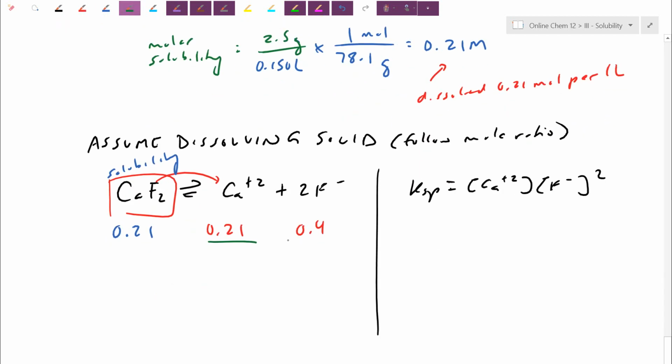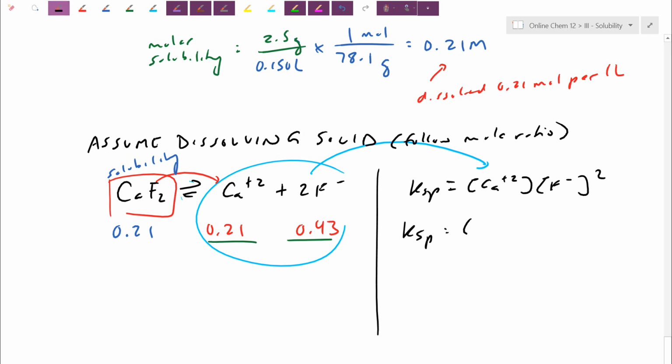Great. I now know how much calcium ion, and I now know how much fluoride ion is in the solution. Anytime you have these two numbers, the placeholders at equilibrium, we know we're saturated, so you can punch them directly into the KSP expression. And as you do that here, the KSP is going to equal 0.21 times 0.43. Oh, I've already doubled it. Do I have to square it? Yes. Okay. These are two totally separate equations.